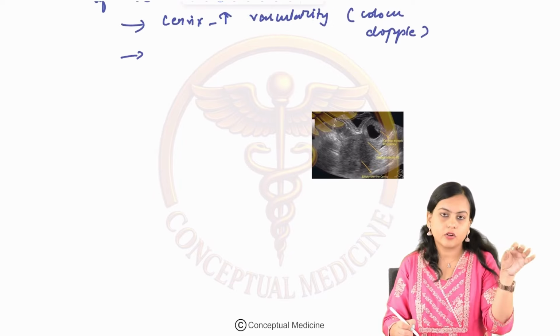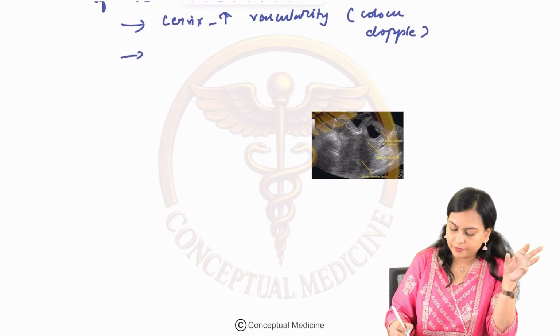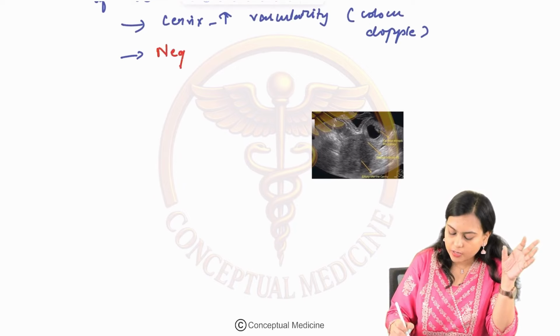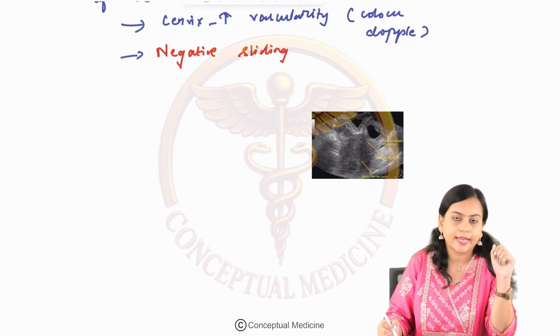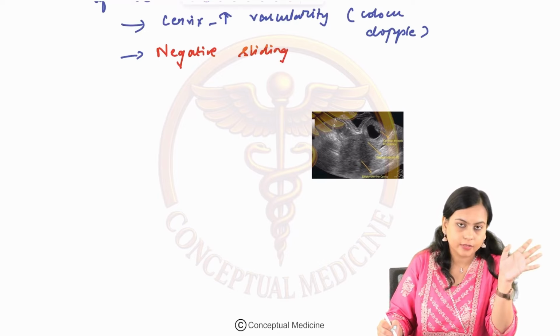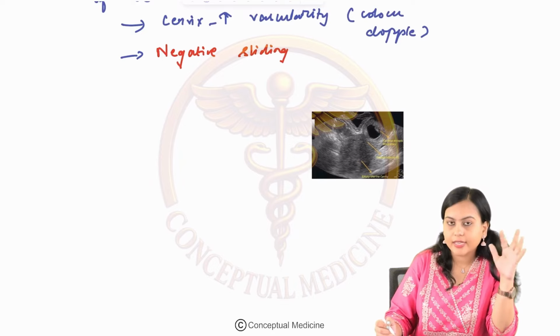And there is a sign called the negative sliding sign. So, what does this negative sliding sign mean? When you are using the vaginal probe to move the cervical ectopic, it will not move any further. With the probe it is not moving, so it is known as negative sliding. It is not sliding by the probe movement.